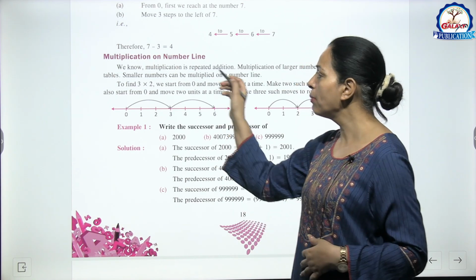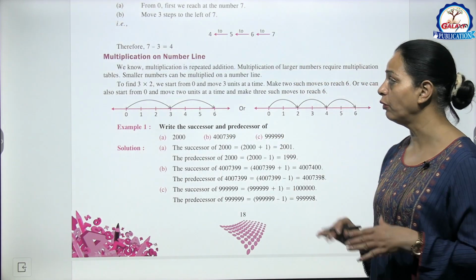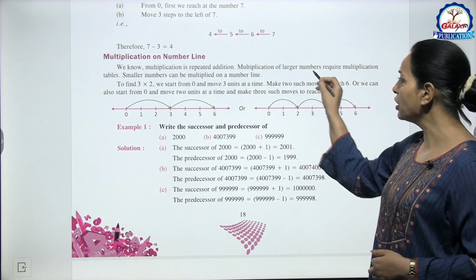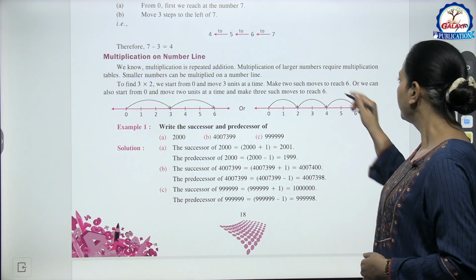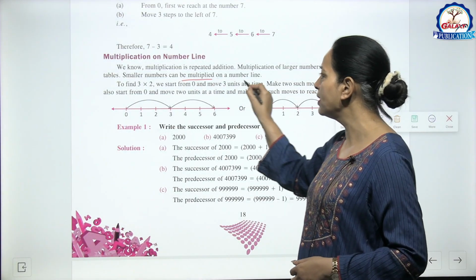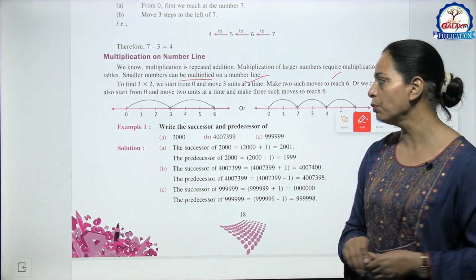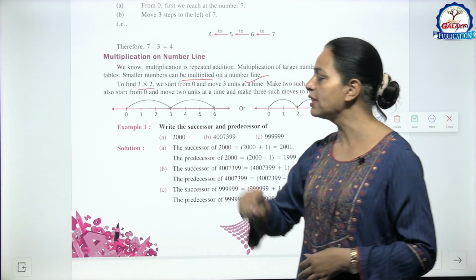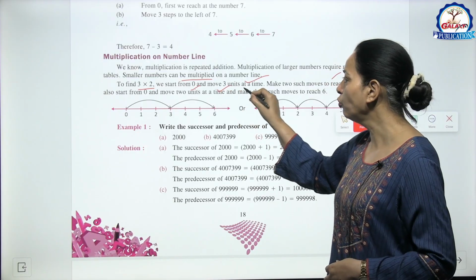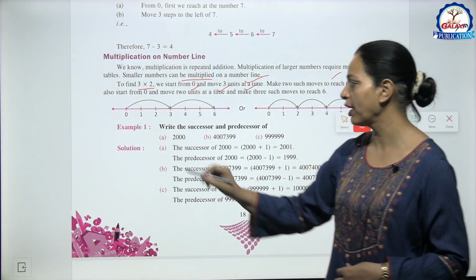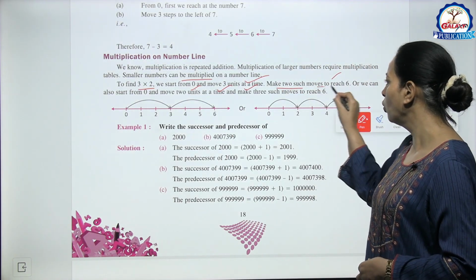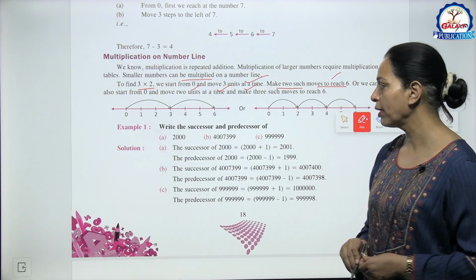The next is multiplication on the number line. We know multiplication is repeated addition. Multiplication of larger numbers requires multiplication tables. Smaller numbers can be multiplied on a number line. Suppose we have to find 3 multiplied by 2. So what to do? We start from 0 and move 3 units at a time. From 0 we come to 3. Then make 2 such moves to reach 6. Now what will we do?